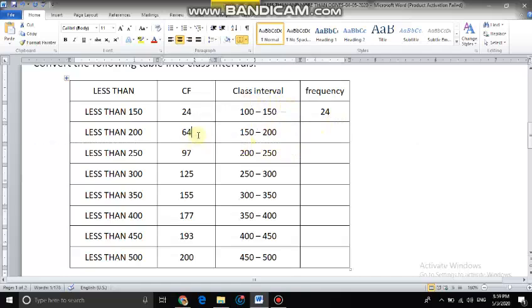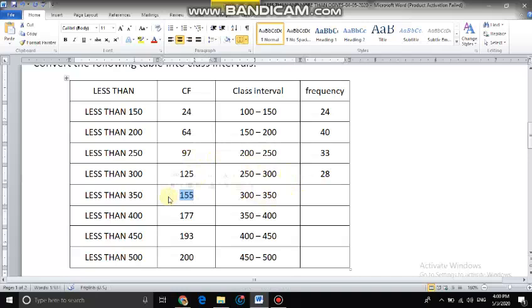So that means out of 64, 24 are spending from 100 to 150. So the remaining 40 will spend between 150 and 200. So just subtraction, 64 minus 24. Then for 200 to 250, 97 minus 64 is 33. Just you have to subtract. Then 125 minus 97 is 28. I hope you are understanding.